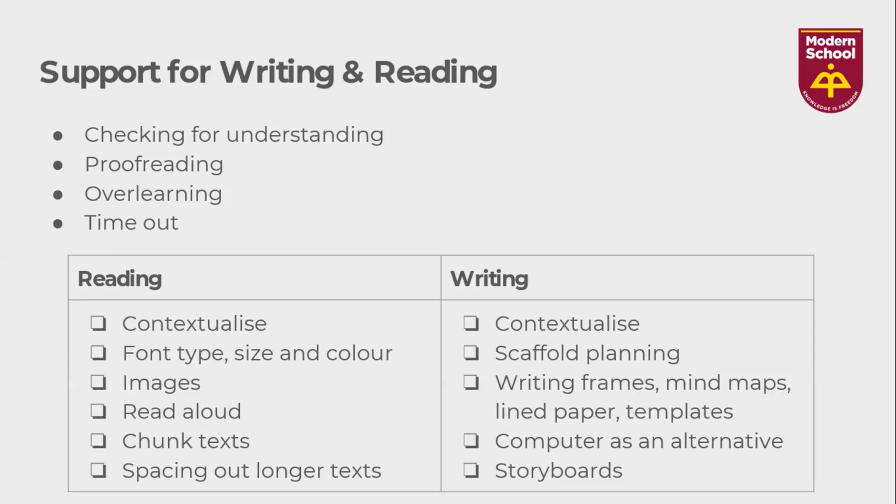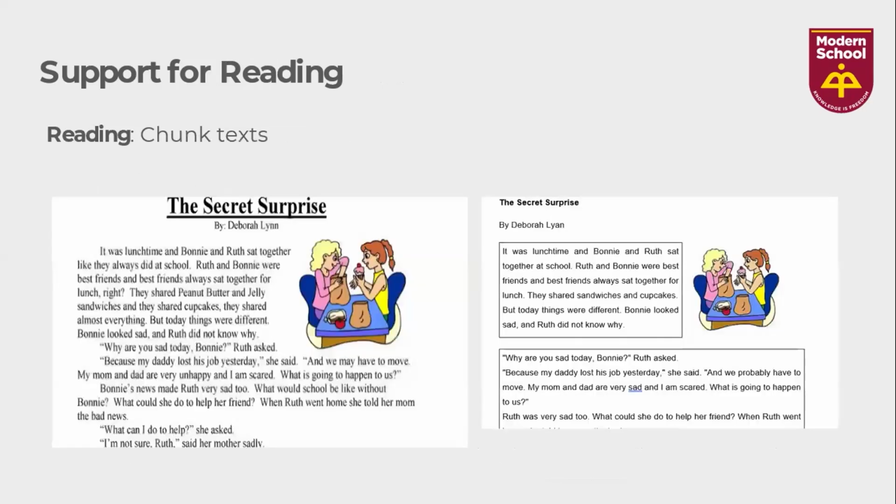Contextualization is always important both when you do reading and when you do writing. But then, for example, for reading, we have the original text with the visual, and then for neurodivergent students, we chunk texts. We divide it into paragraphs, so we give a paragraph at a time so that they can read, understand the first part, we check that there's understanding, and then we move on to the next.